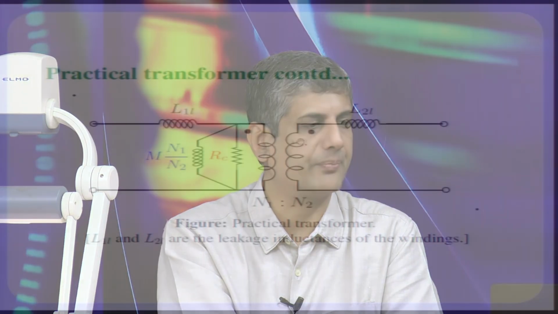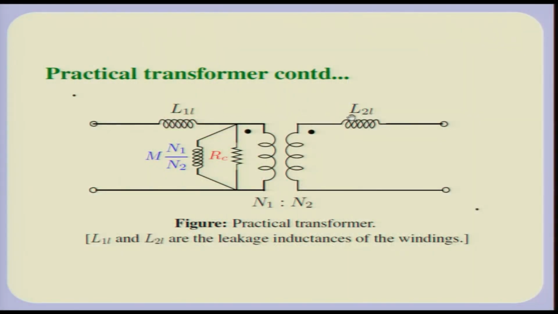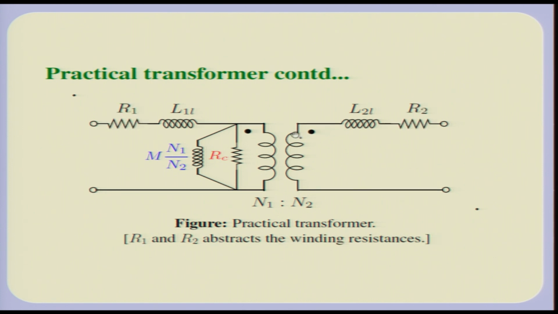With this, we represent these leakages, as I said some time back, using inductances with no mutual coupling. This is the ideal transformer and we have abstracted out all the non-idealities. One more non-ideality which I have already mentioned, but did not explicitly represent, is the resistance of the windings. So, resistance also plays a role.